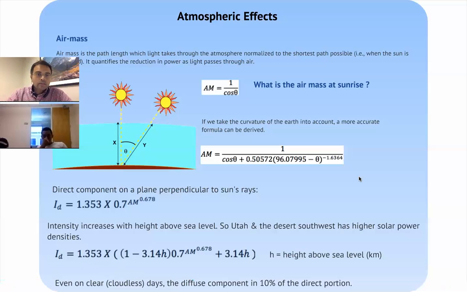But keep in mind, even on very clear cloudless days, the diffuse component of the sunlight can be up to 10% of the direct, as we said before. So this is something we'll need to keep in mind as we design systems.